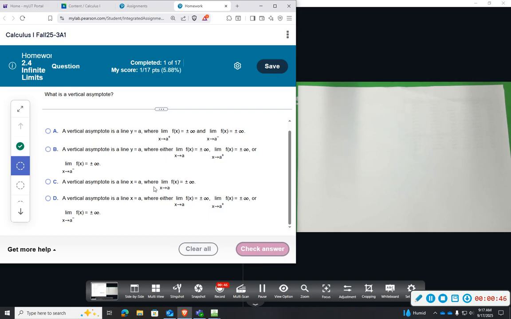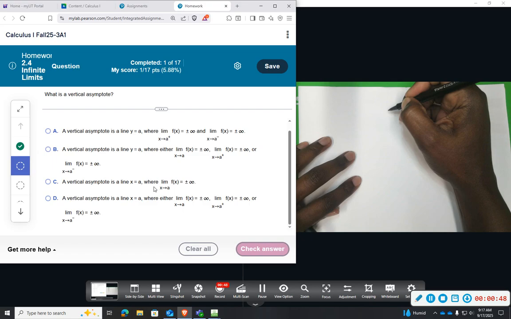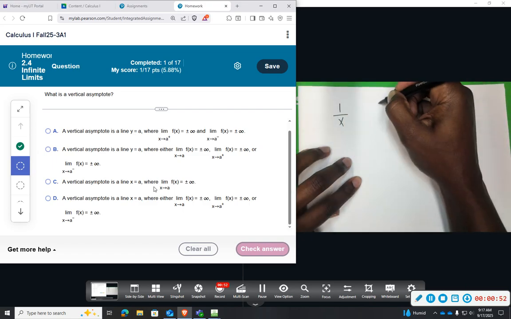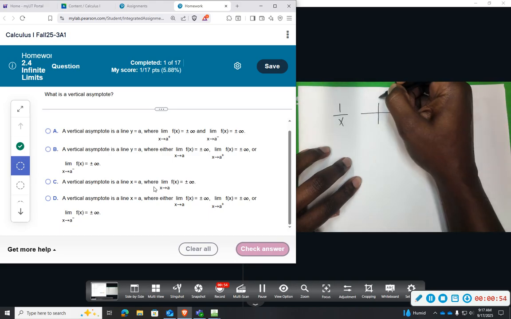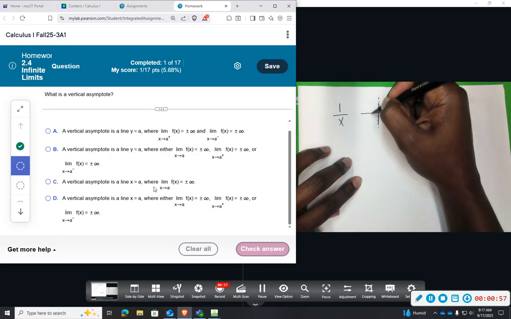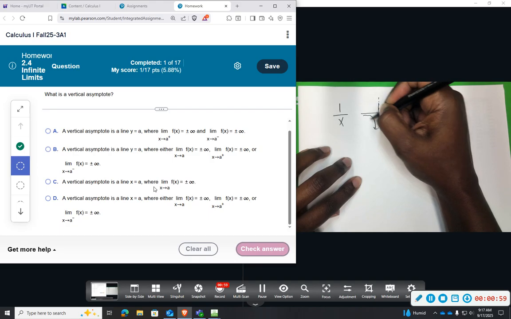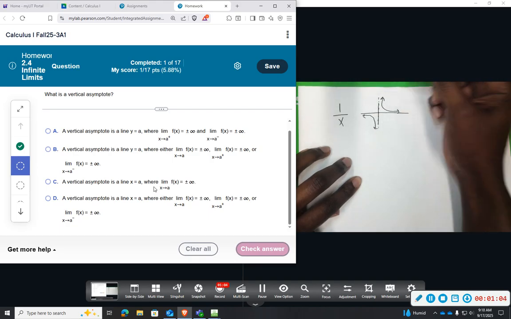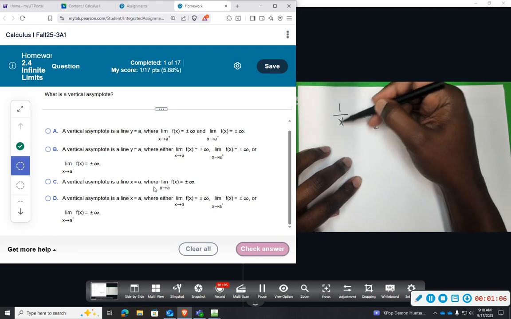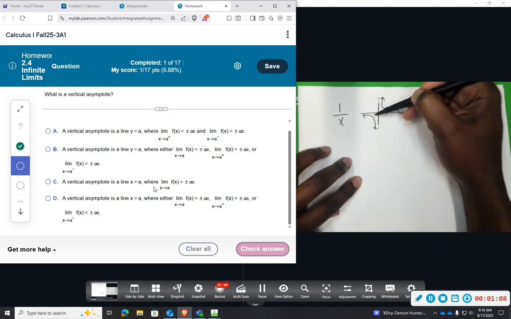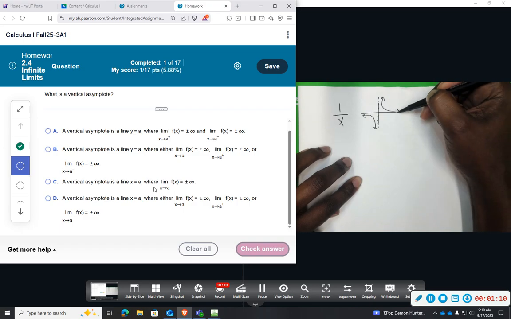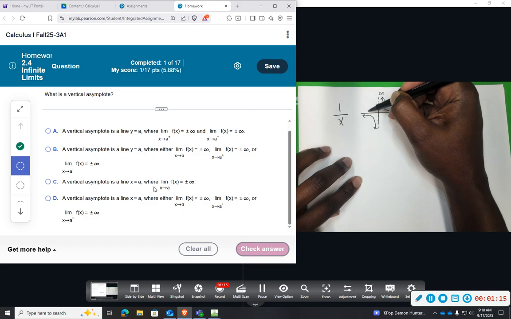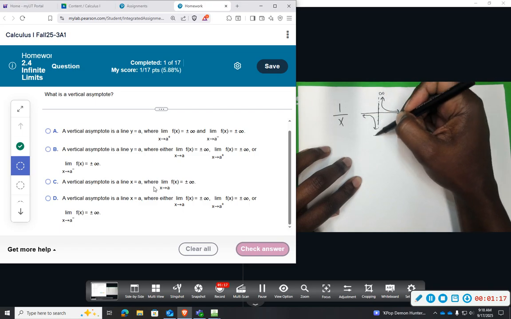Okay, so just for example, if we look at the rational function 1 over x, this graph has a vertical asymptote at 0. The graph does not cross the line x equals 0. However, the limit is not positive or negative infinity. As you go to 0 from the left, we go to negative infinity. As you go to 0 from the right, we go up to positive infinity.